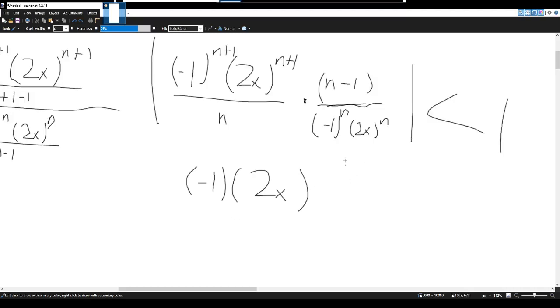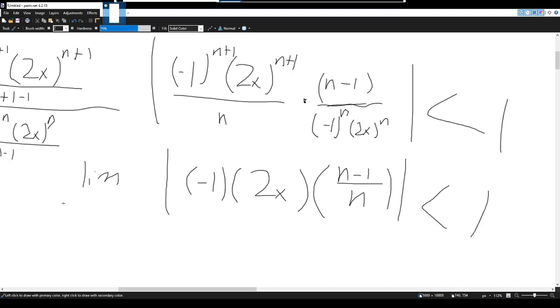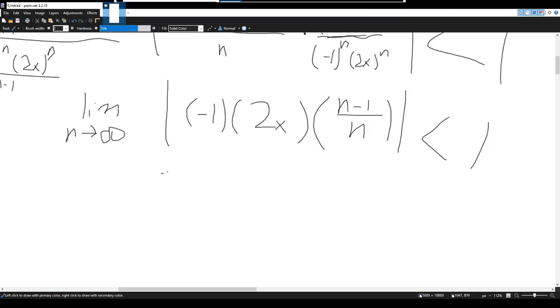And then we have n minus 1 over n. And we're taking the absolute value of this. We want this to be less than 1. And by the way, we're still saying this is the limit as n goes to infinity, because remember, x is the variable we're looking for an interval for, and we know n is just going to infinity.